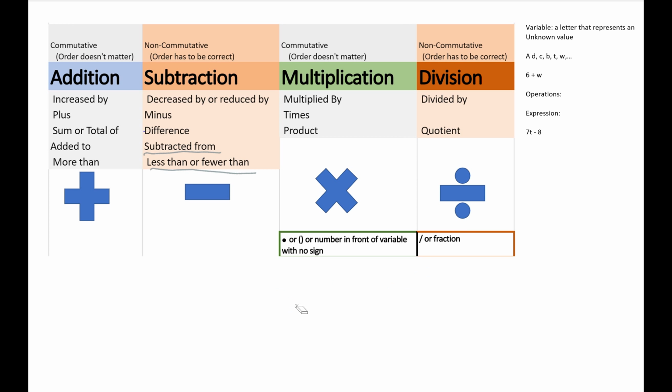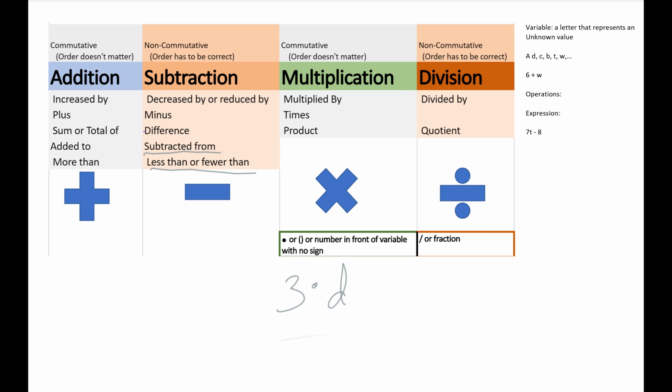So when we use multiplication in writing expressions, there are different ways we can write multiplication. I'm going to show you 3 of the most common ways. One is to use a little dot instead of the x symbol. So if I wanted to say 3 times d, I would do 3, this little dot, and then d. Now remember, multiplication is commutative, so I could also do d times 3, and either one is correct.